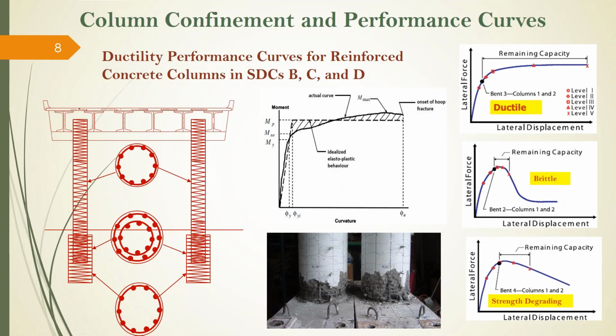The slide on the right shows the same columns. If it's not properly detailed and constructed, we may have either a brittle type of failure or strain degradation and so on. Either one of these is not acceptable. This is a loss of capacity that we are dealing with.